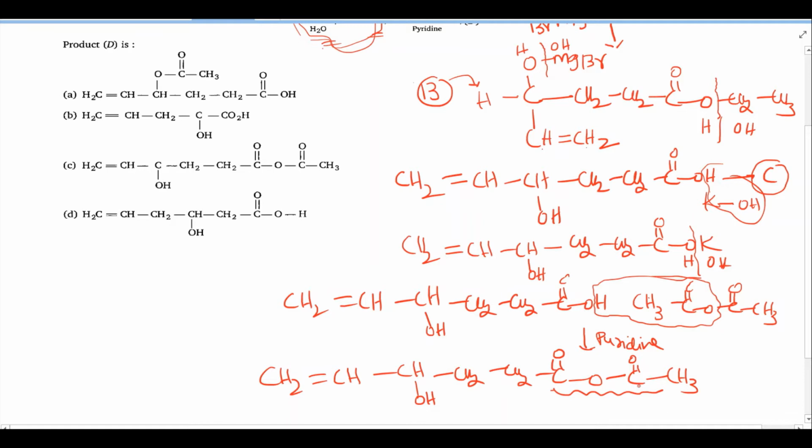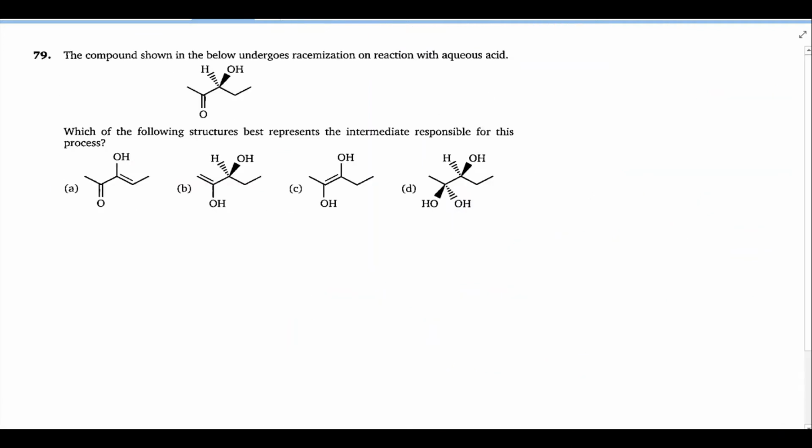According to that, what is the correct answer? You can see the correct option: C is the correct answer. I hope the understanding is clear. Now coming to the next question, question number 79. In this question you have to consider tautomerism. The compound shown below undergoes racemization on reaction with aqueous acid. They mentioned it is aqueous acid.